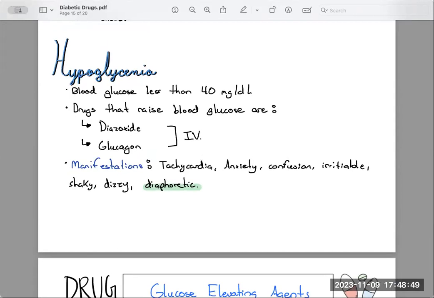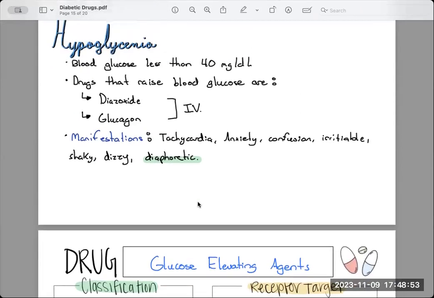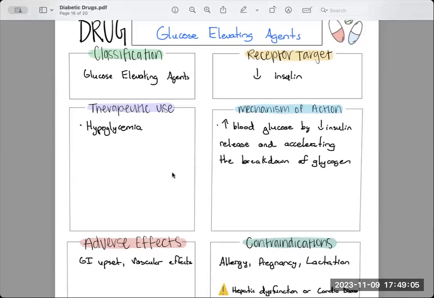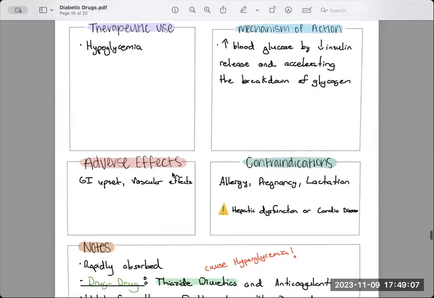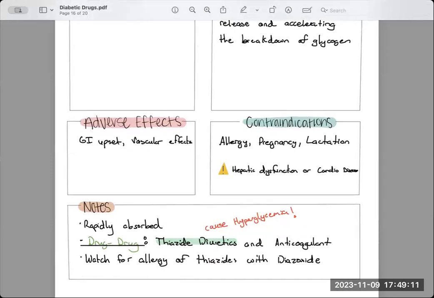They might go into all of these symptoms. That's why it's important to know the signs and symptoms of hypoglycemia, because if you're thinking that's what they're in, I need to check their blood sugar level because I might have to give them glucagon, especially if they're unconscious. So with glucose elevating agents and hypoglycemia, we have to watch out for GI upset and vascular effects.